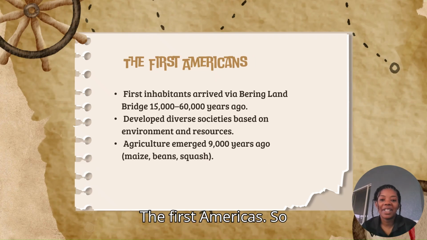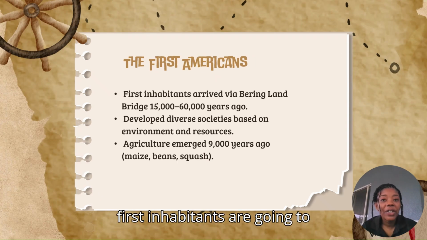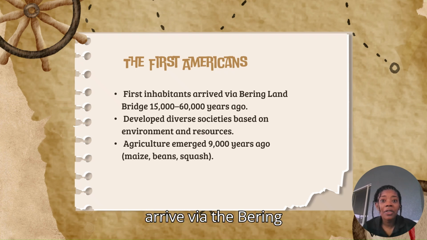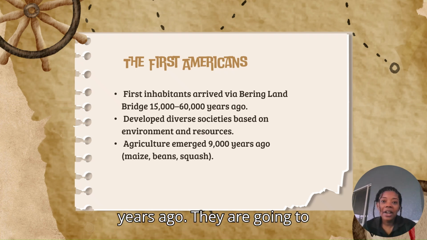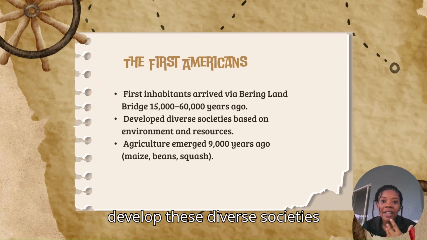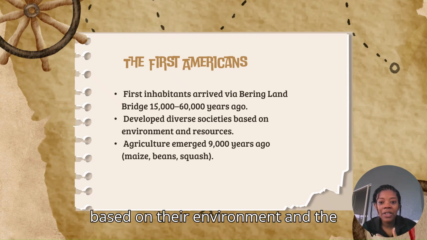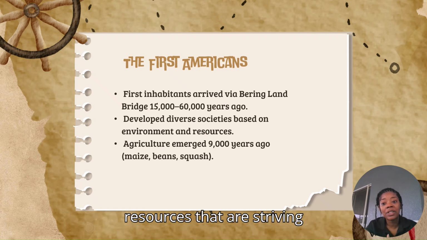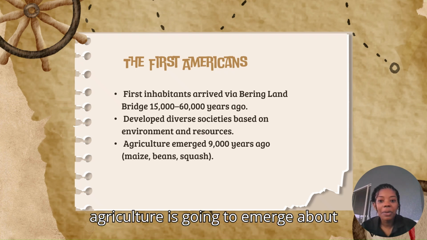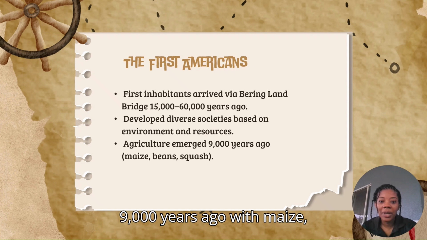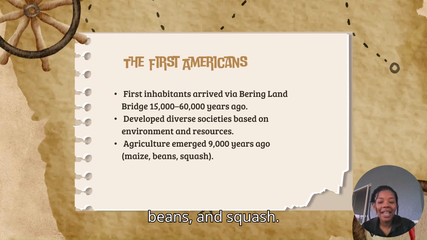The first Americas. The first inhabitants arrived via the Bering Land Bridge 15,000 to 60,000 years ago. They developed diverse societies based on their environment and the resources that were thriving within it. Agriculture emerged about 9,000 years ago with maize, beans, and squash.